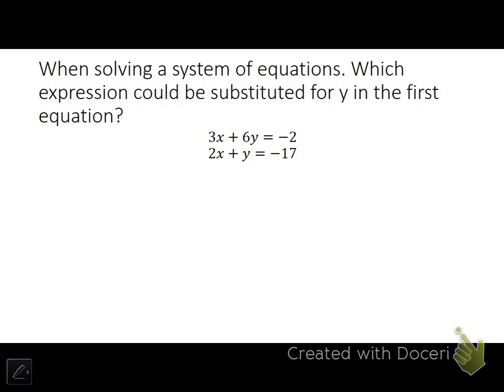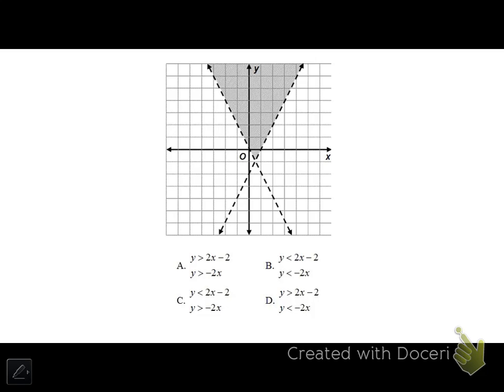Okay, when solving a system of equations, which expression could be substituted for y? We just did that one. Okay, we got to figure out which graph is above. We can't eliminate any just based on the inequality, so we can't do that. Let's pick a point that is in my shaded region, so (1, 1), and plug it in. Let's try A, so let's put it into my first equation.